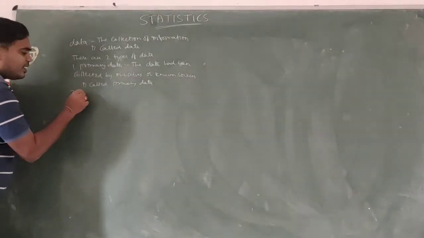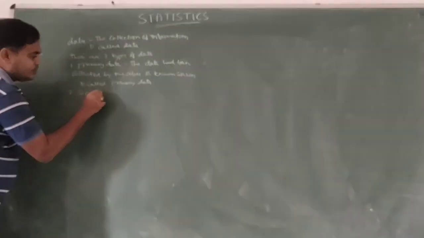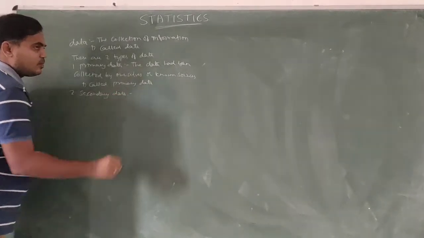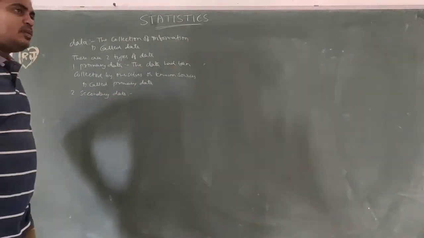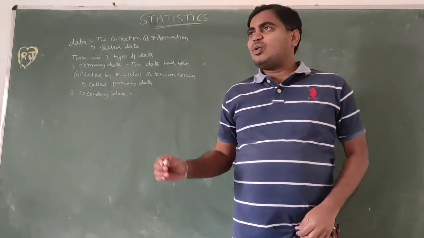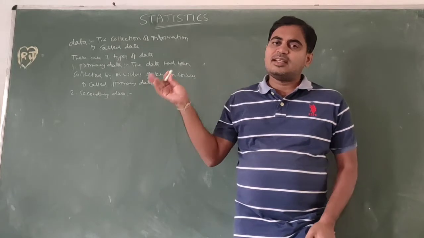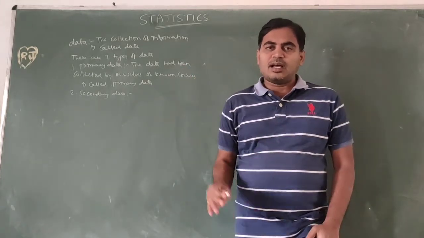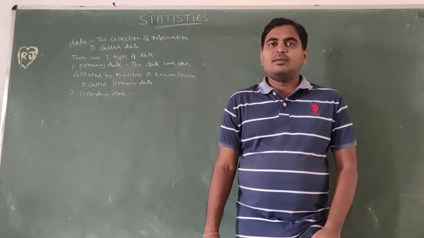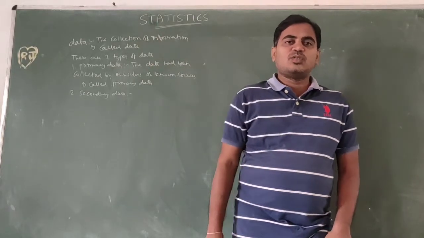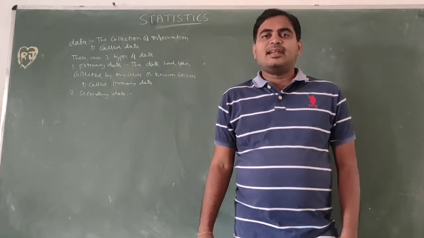Next, secondary data. Secondary data is nothing but when we don't know whether the information is correct or not, but we are simply taking it from old records or registers like that. So simply taking the information from unknown sources is called secondary data.